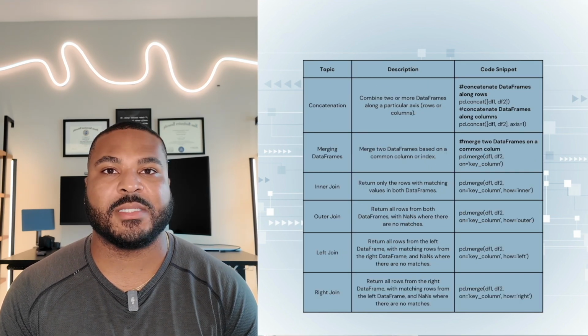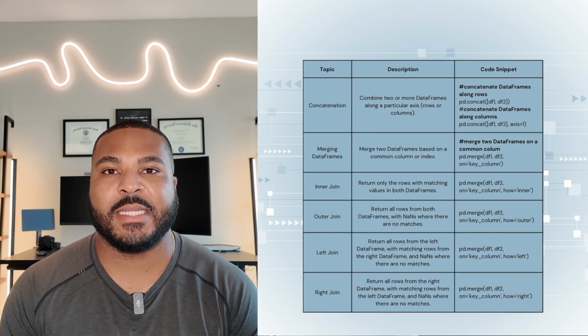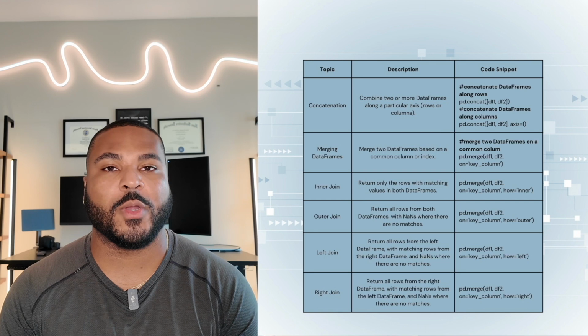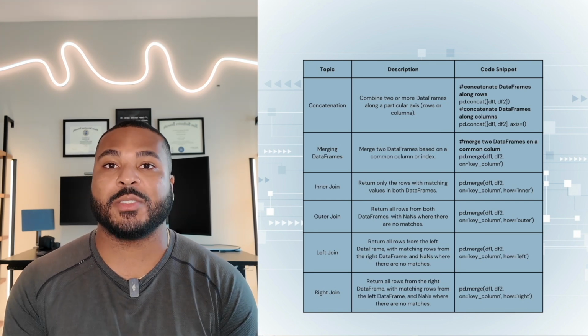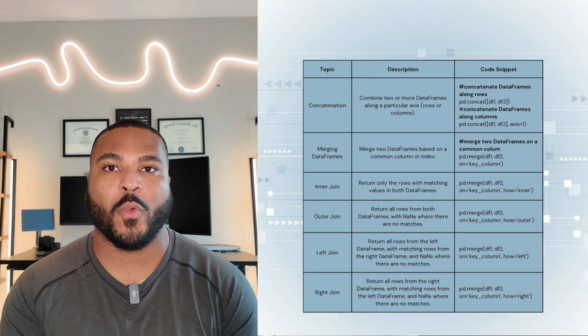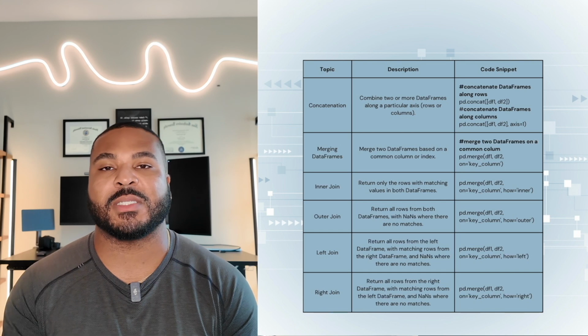So what are some methods to merge and join data frames? Concatenation is a method to combine two or more data frames on a particular axis, either rows or columns. This is useful when you need to append data from one data frame to another or combine multiple data frames into a single one.